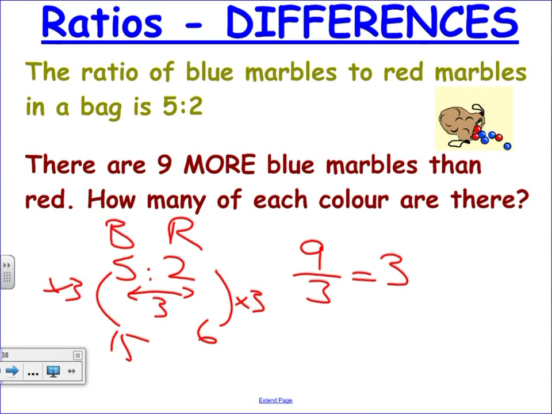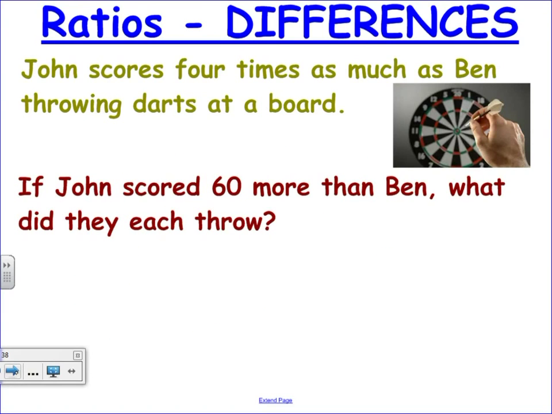Makes sense. So you need to spot what sort of ratio question it is. Because if you notice, up to now, whether it's a totals question, a parts question, or a differences question, it always starts off by writing the ratio down. So the trick to ratios is you've got to spot the right type of question. So there's one for you.